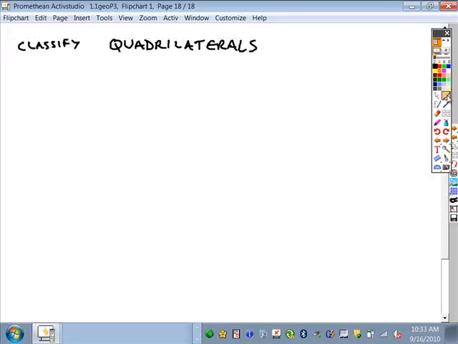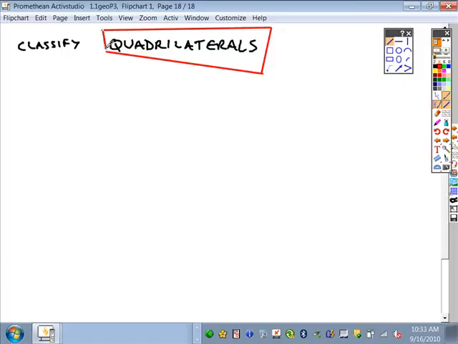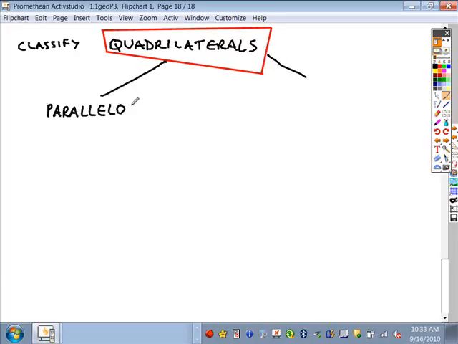All right, if you look at quadrilaterals, we're looking at anything that has 4 sides. We can find several subcategories of quadrilateral. One is if you take both pairs of opposite sides and make sure they are parallel to each other, you have what's called a parallelogram.